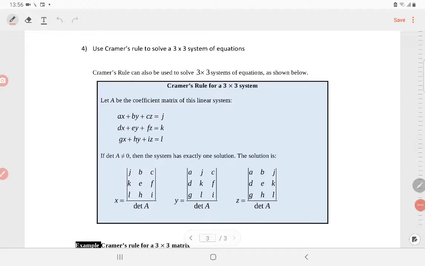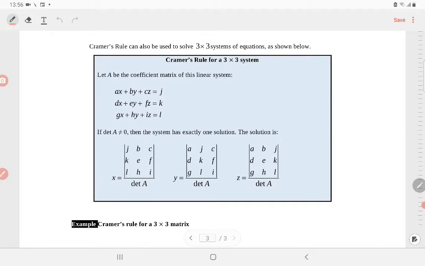In this video, we use Cramer's rule to solve a 3x3 system of equations. It's done basically the same way as you would do a 2x2 system. So this is your general setup.